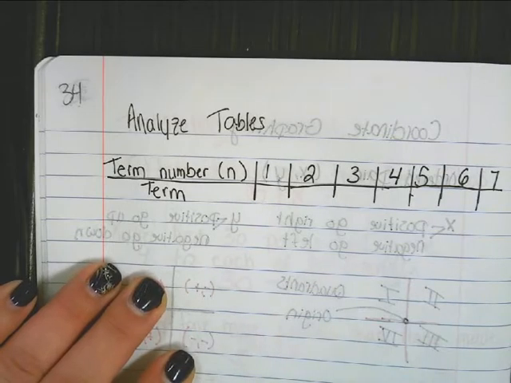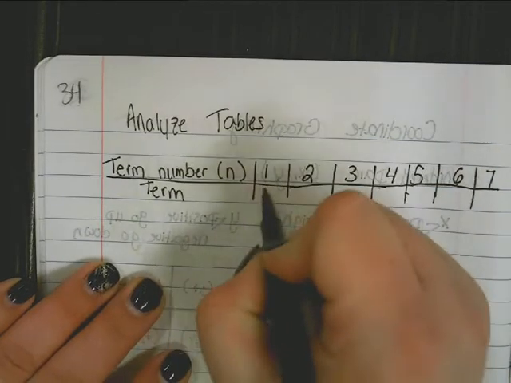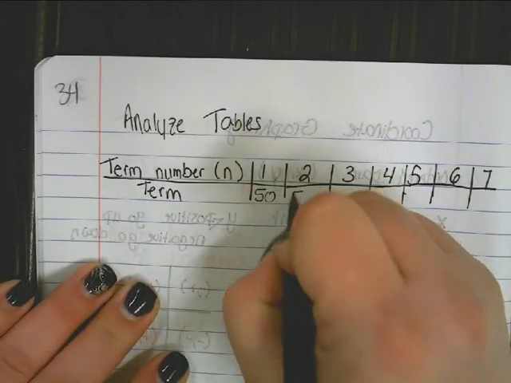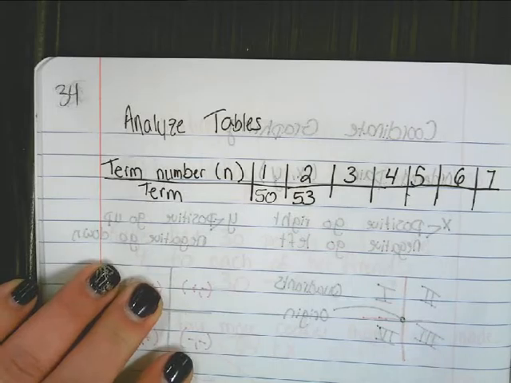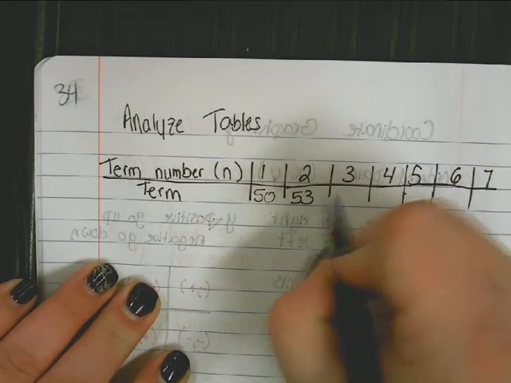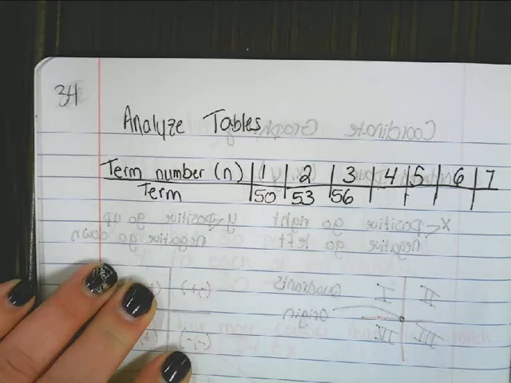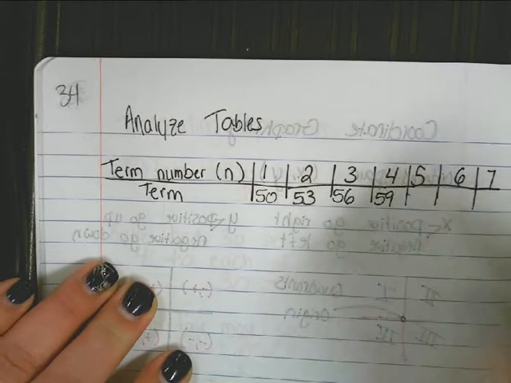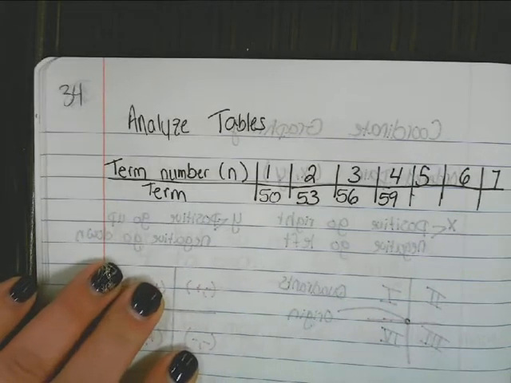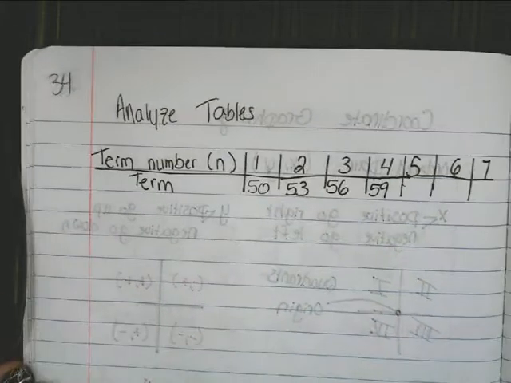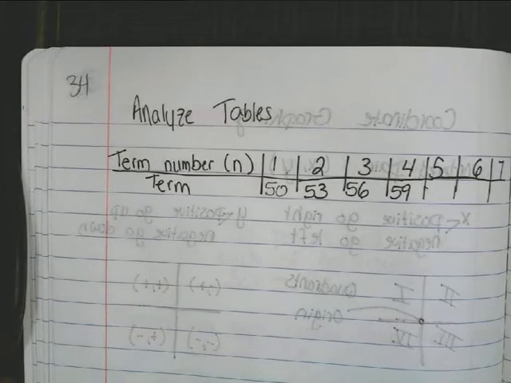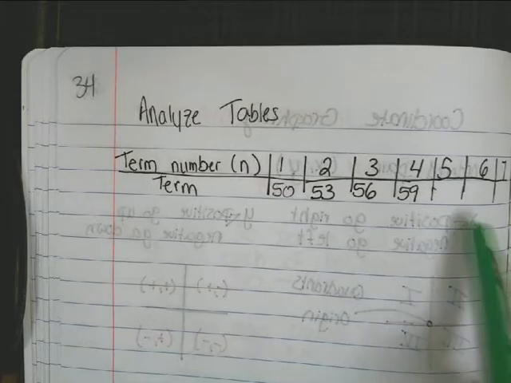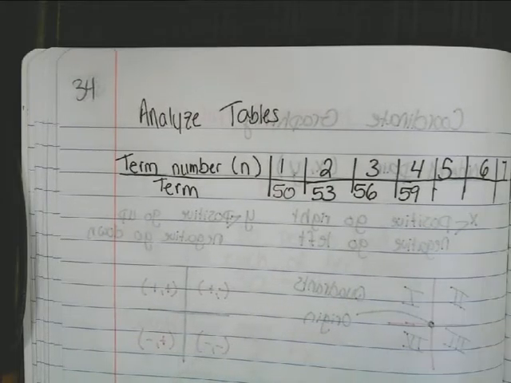So I'm going to say term 1 is 50. Term 2 is 53. Term 3 is 56. Term 4 is 59. Okay, so you can probably see what the pattern is. What's the pattern? It's going by 3 each time. Okay? Easy to figure out what terms 5, 6, and 7 are then, right?